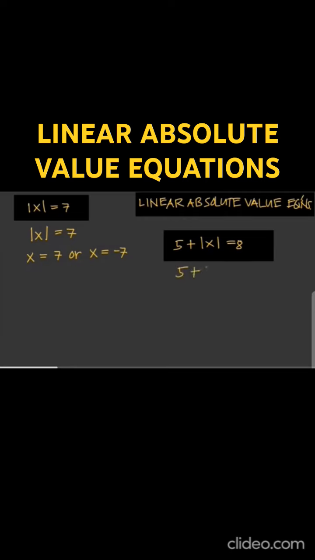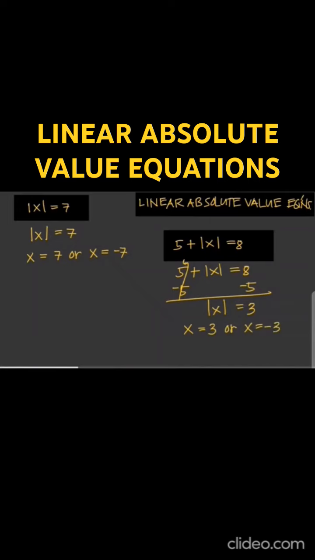So that would be 5 plus absolute value of x equals 8. So minus 5, minus 5. This cancels out. It will be 0. So we are left with absolute value of x equals 3. So x here could either be 3 or x equals negative 3.